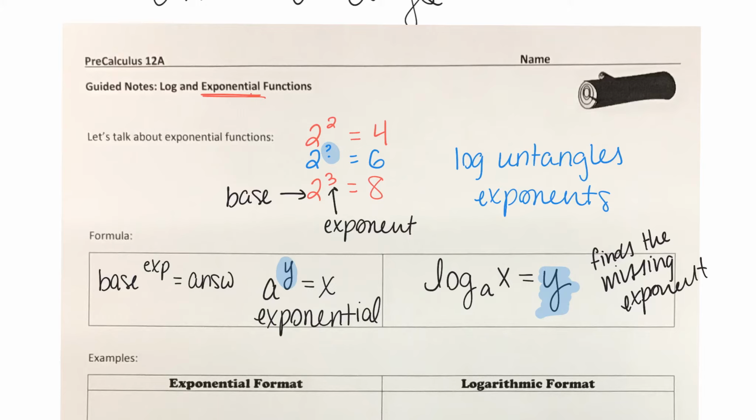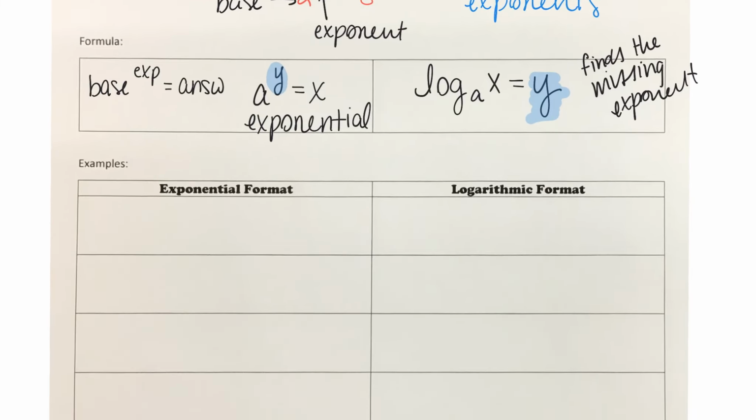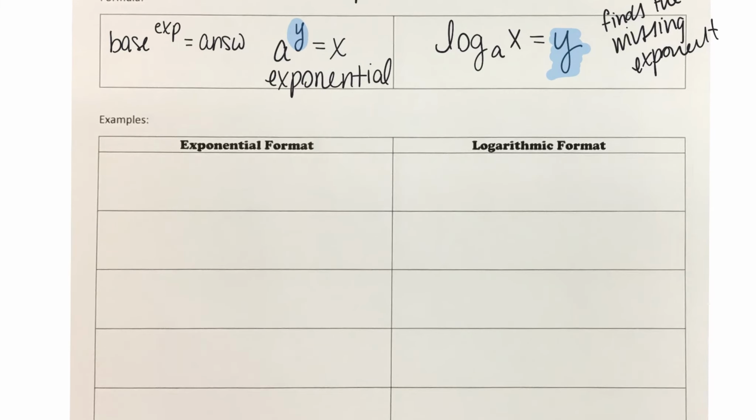Exponent. That's what it does. So, logs untangle exponents. Let me give you an example. Let's say we have 2 to the 4th. Well, 2 to the 4th is 16. So that's the exponential format. It's written with an exponent.